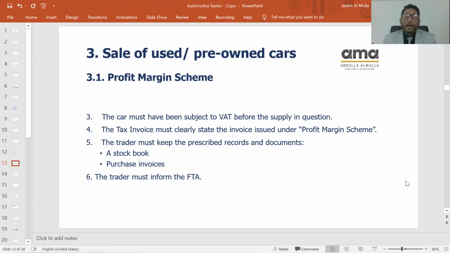And the last and most important point: the trader must inform the FTA that he is opting for the profit margin scheme. But how will he intimate the FTA? If you go to the return, there is one checkbox. You have to click that checkbox, and that will intimate the FTA that you are opting for the profit margin scheme.